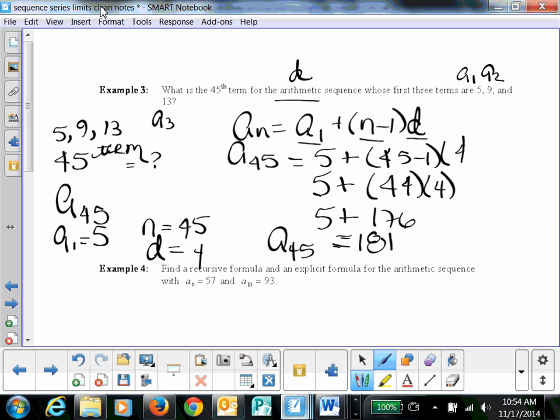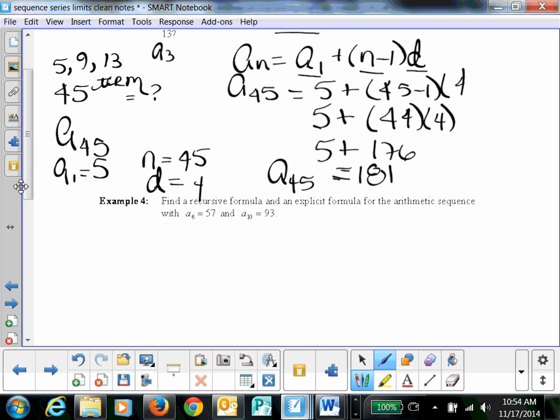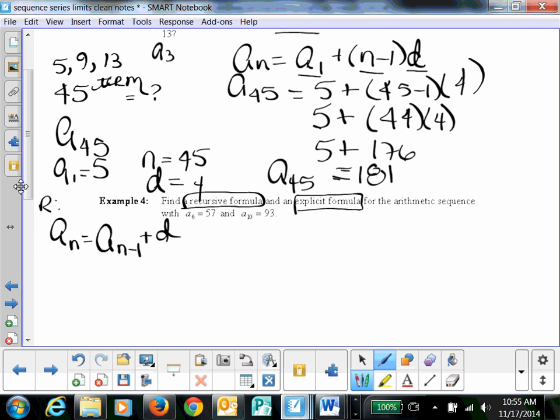How are we doing? Are we okay? Okay, next problem. Find a recursive formula and an explicit formula. So I'm looking for two formulas. The recursive is a sub n equals a sub n minus 1 plus d. So this is my recursive. My explicit says a sub n is equal to a sub 1 plus n minus 1 d.